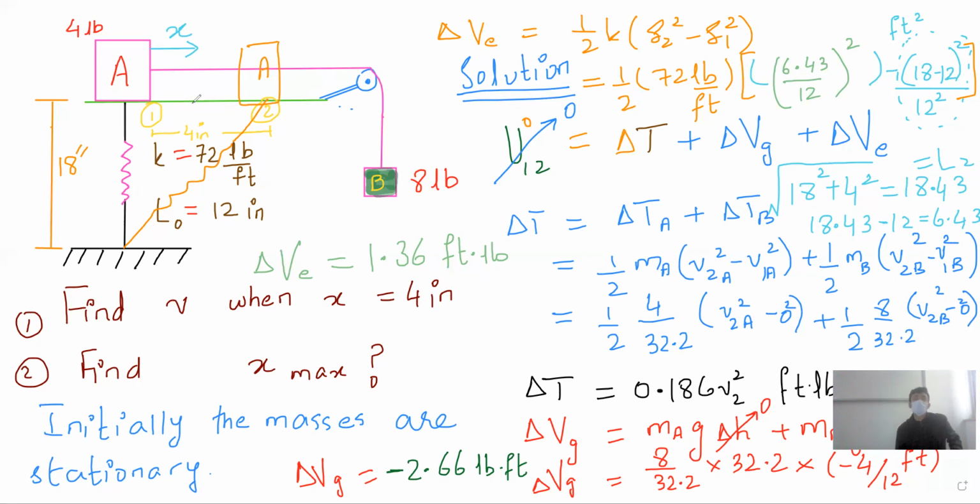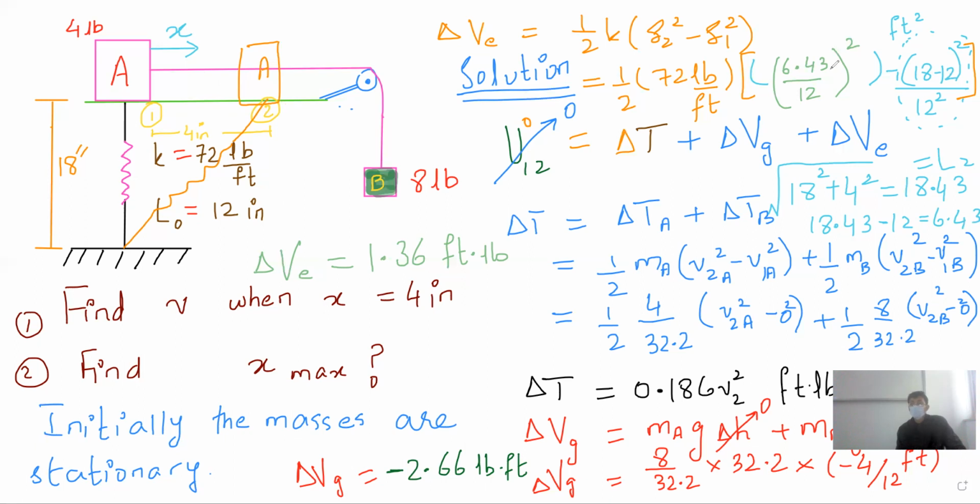Then when this mass goes towards right, how many agree that there will be a 4 inches displacement here? So the height is still 18 inches. So the hypotenuse will be the square root of 18 square plus 4 square. So one of the students said that the answer comes out to be 18.43 inches. So the unstretched length is 12 inches, so I subtracted 12. So I got a stretched length of 6.43 in the final position.